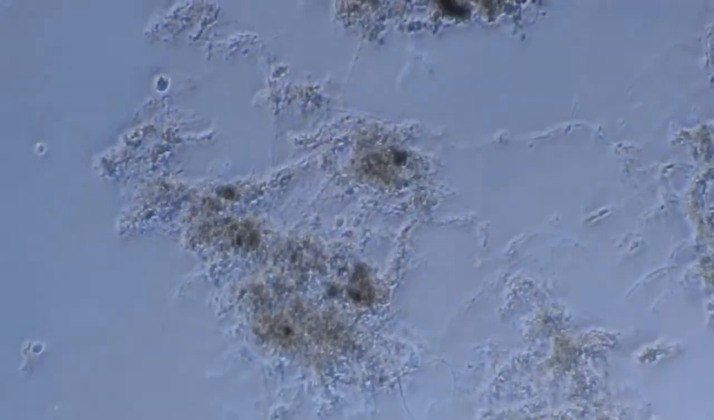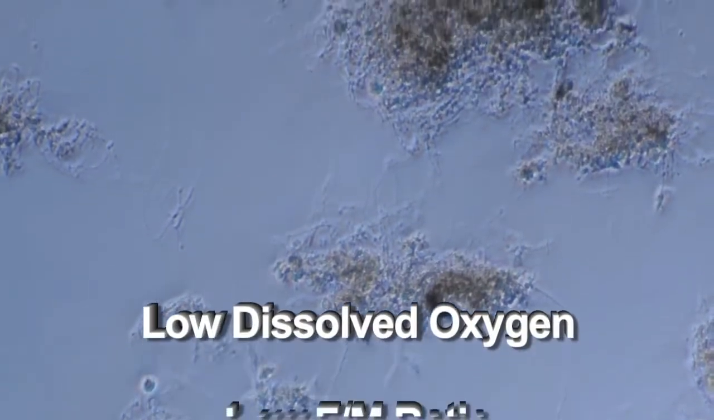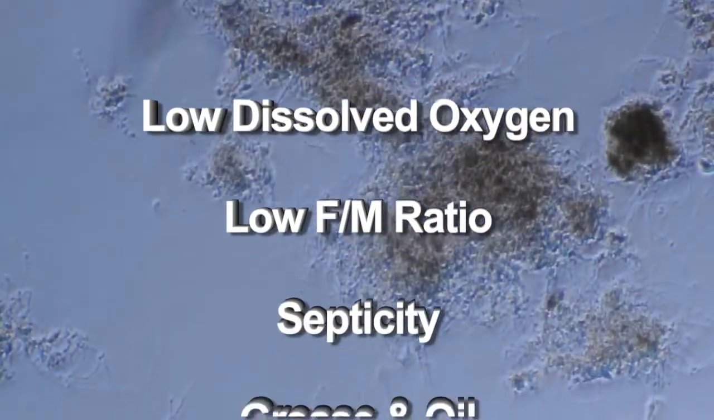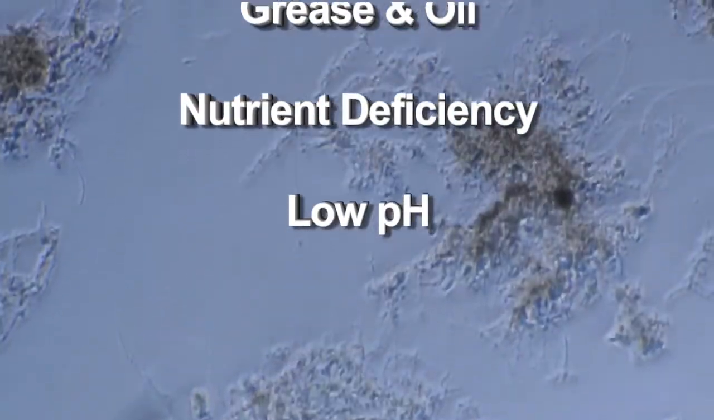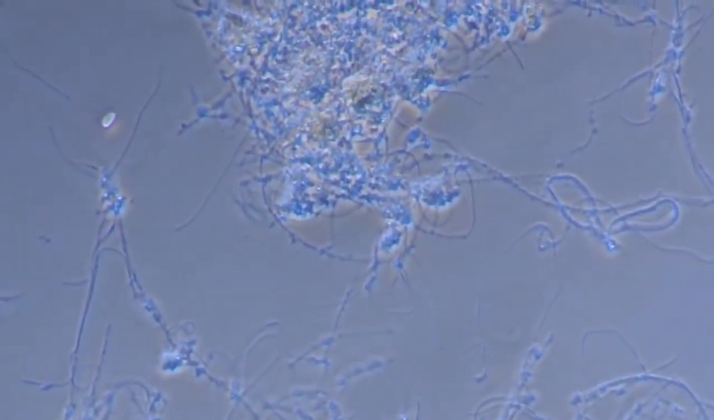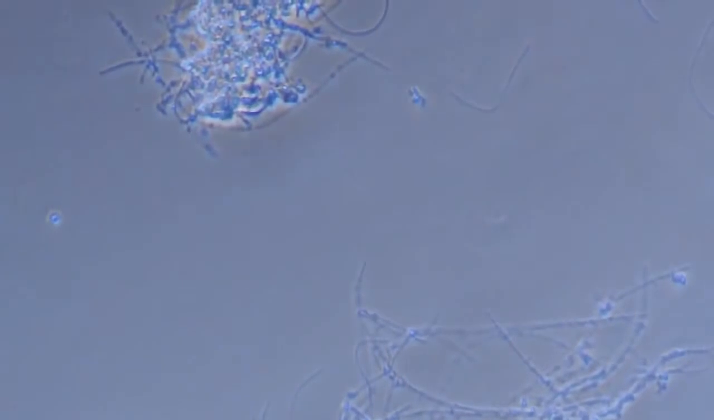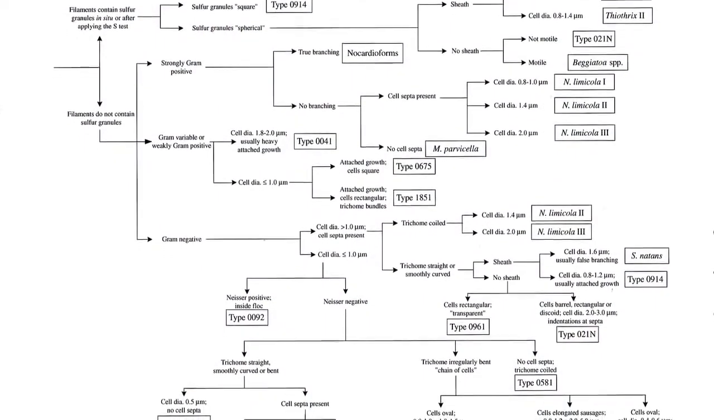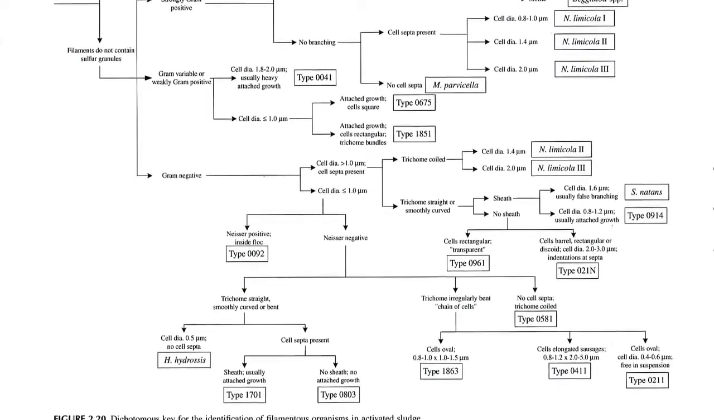As previously touched upon, filament tracking can be another powerful tool to monitor conditions in a wastewater treatment plant. The abundance and type of filaments present can indicate various process conditions such as low dissolved oxygen, low F to M ratio, septicity, excessive grease and oil, nutrient deficiency, and low pH. Tracking filaments requires the use of staining tests, tests for sulfur granules, cell size, and presence of septa, as well as identification of attached growth on the filament. Jenkins, Richards, and Diager developed a chart to use in the evaluation process. With sufficient testing, the exact filament can be identified.